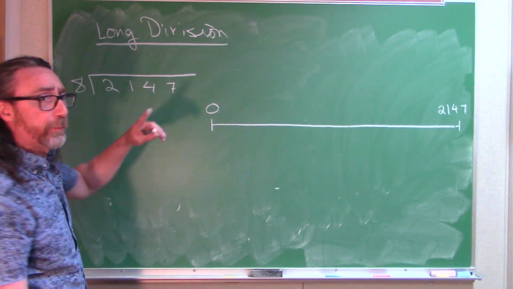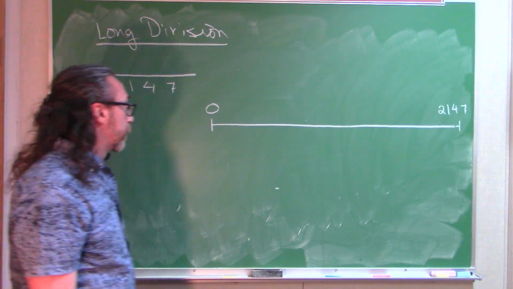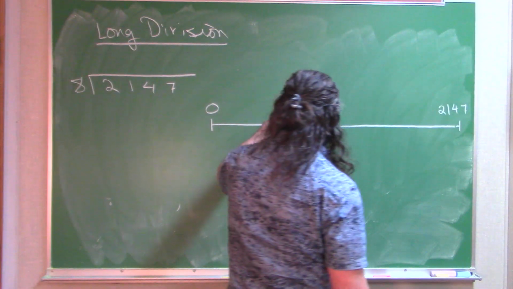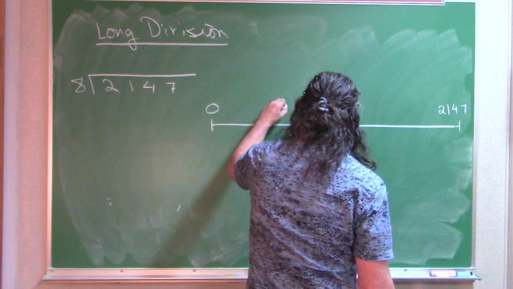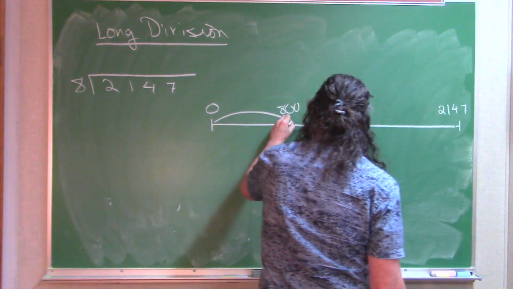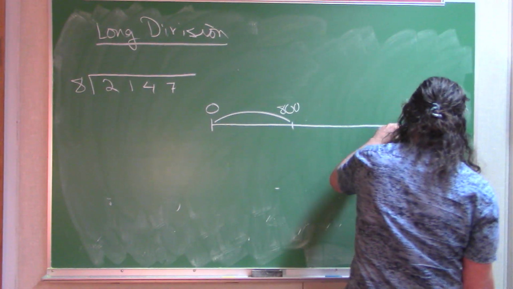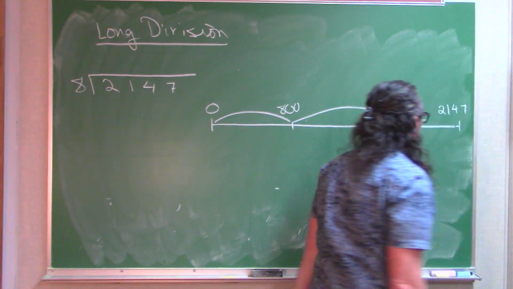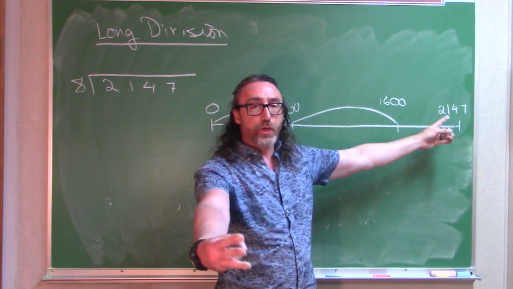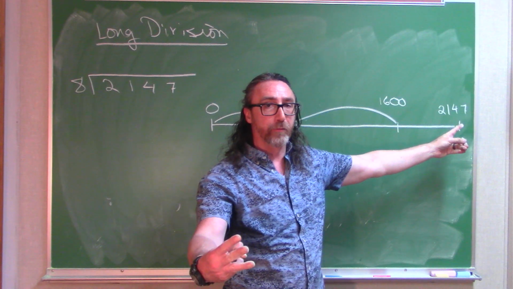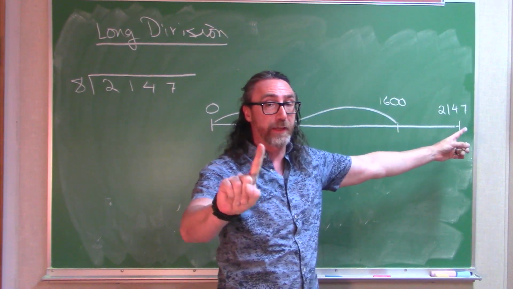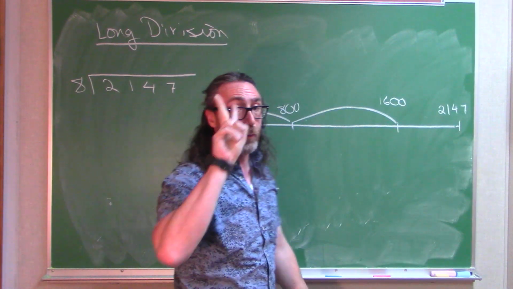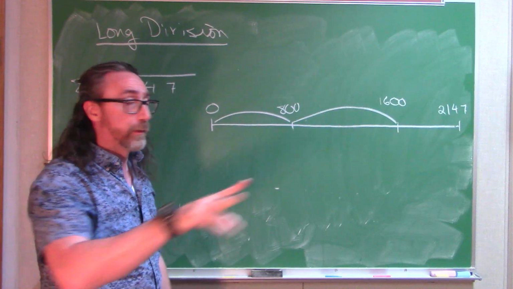But I can take a couple jumps of 800. Okay? If I make a jump of 800, that would take me here. If I take a second jump of 800, that would take me here to 1,600. If I take a third jump of 800, that would take me to 2,400, so that's too much. Okay, we only want 2 jumps of 800.